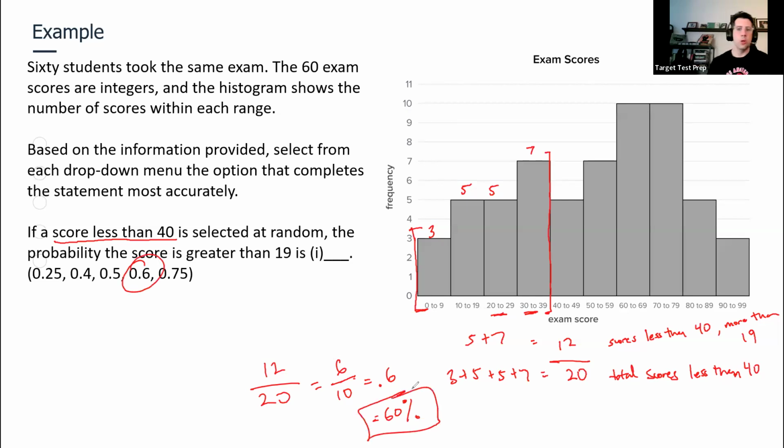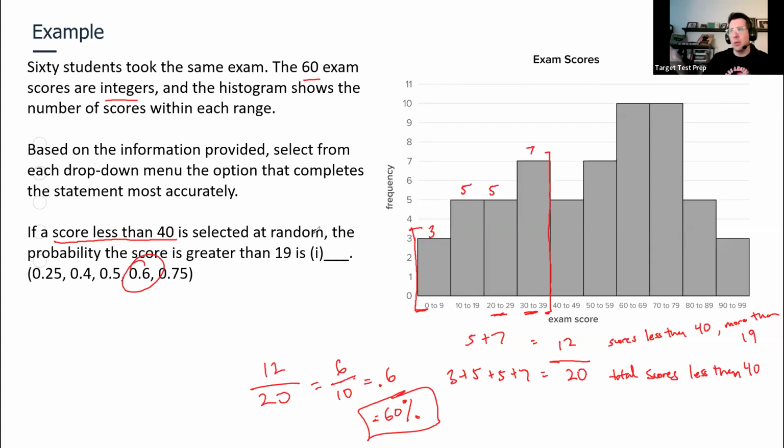Okay. Nice job. So the issue here is I think maybe some people might have been thinking, oh, I've got to take a probability out of the whole chart, right? Out of the whole 60 scores. But since it said if a score less than 40 is selected at random, that is defining the total outcomes that we have to look at. So we're not actually looking at all the test scores. We're only looking at the ones less than 40. And within that set, the probability of picking one greater than 18 is 12 of those 20, 60%.